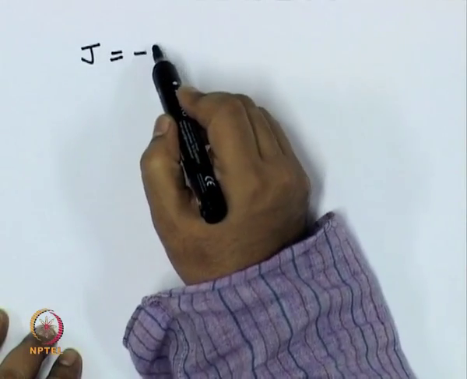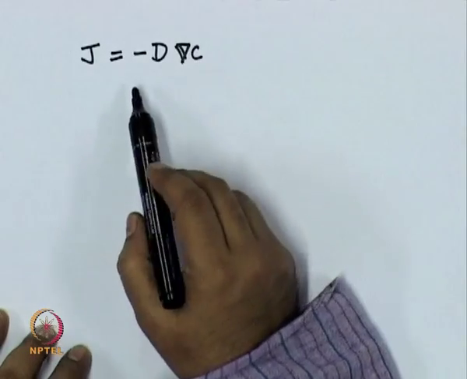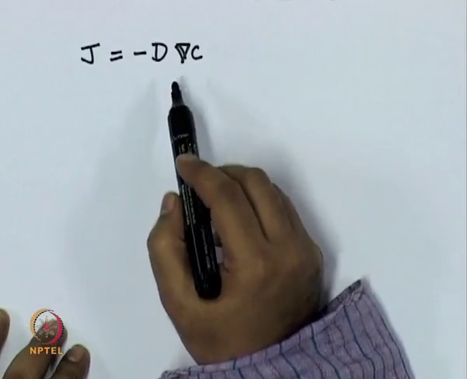So let us start by deriving the relationship between the diffusivity and the mobility. To do that, let me start with a different expression for the flux. We have seen that Fick's first law, which gives a relationship between flux and the concentration gradient, is something like this: J is equal to minus D del C. This is the so called Fick's first law.